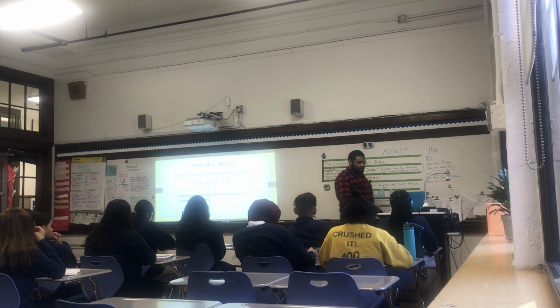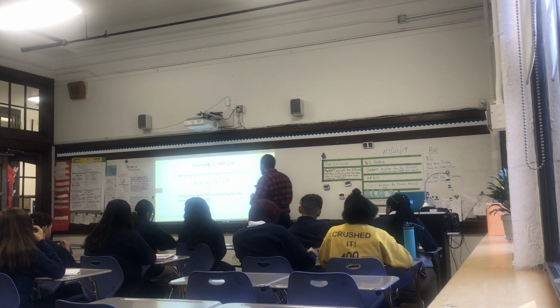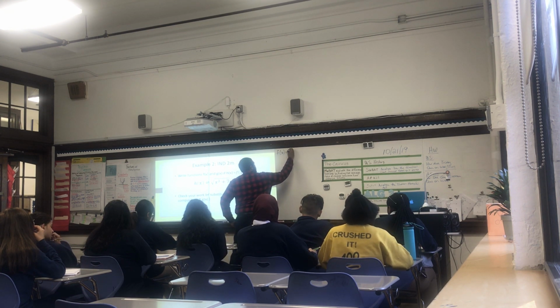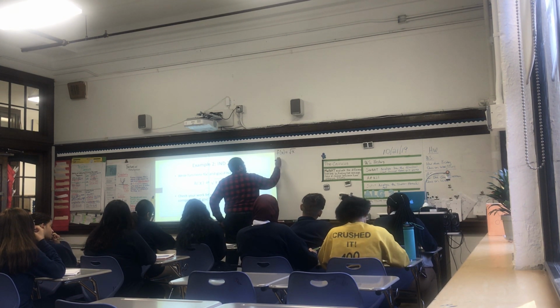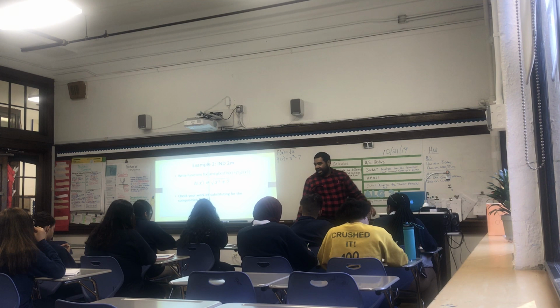I saw a couple of really cool things on people's papers. But right, can you share with me your f of x and g of x? F of x is the square root of x, and g of x is equal to x cubed plus 7. Okay. Why did you choose to make f of x and g of x that?